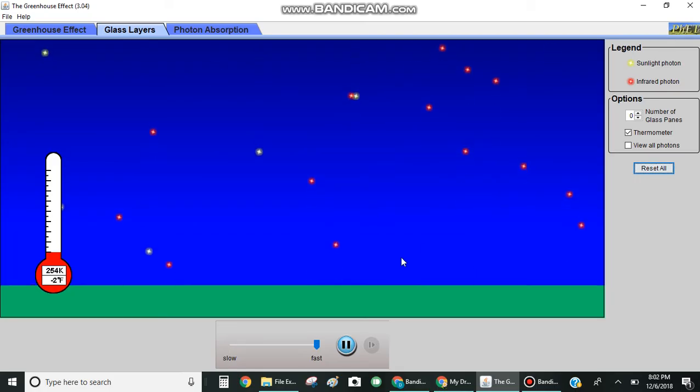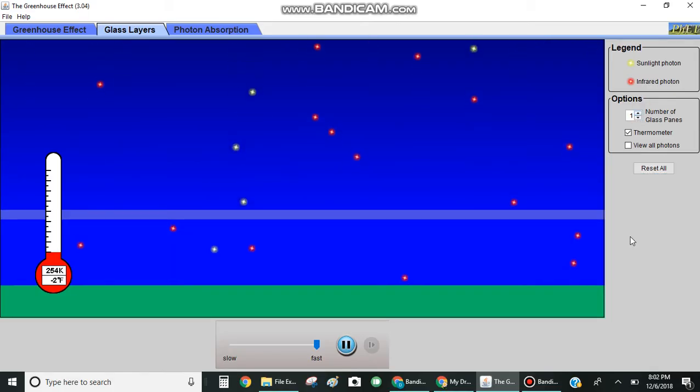So if I were you, I'd pause it for a second and jot down what you see the yellow photons doing and what you see the red photons doing with 0 glass panes. I'm now going to up the number of glass panes to 1. We're going to give it a couple of seconds to adjust.